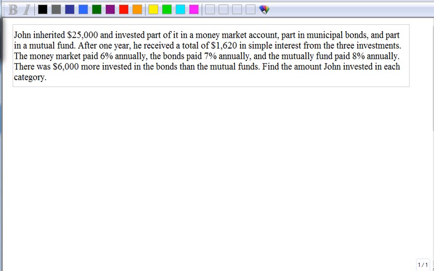annually, and the bonds paid 7% annually, and the mutual funds paid 8%. There was $6,000 more invested in bonds than mutual funds. Find the amount John invested in each.